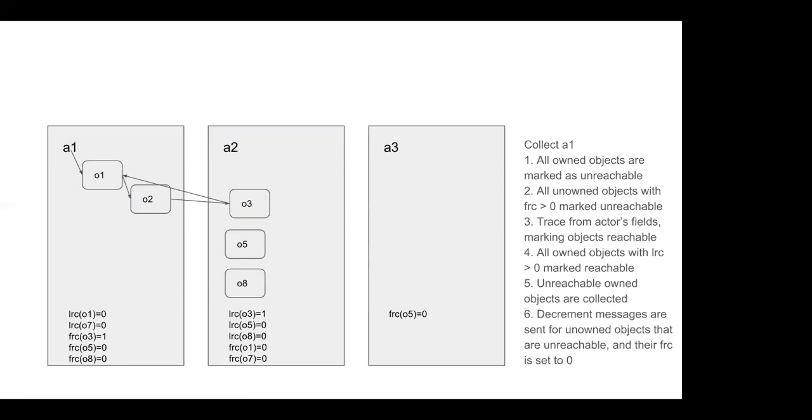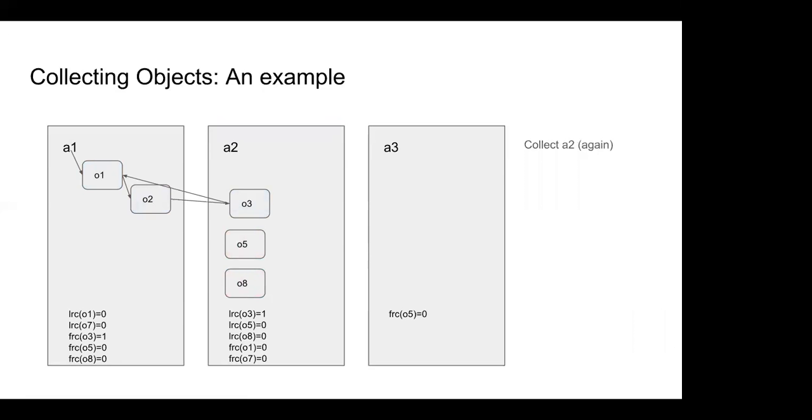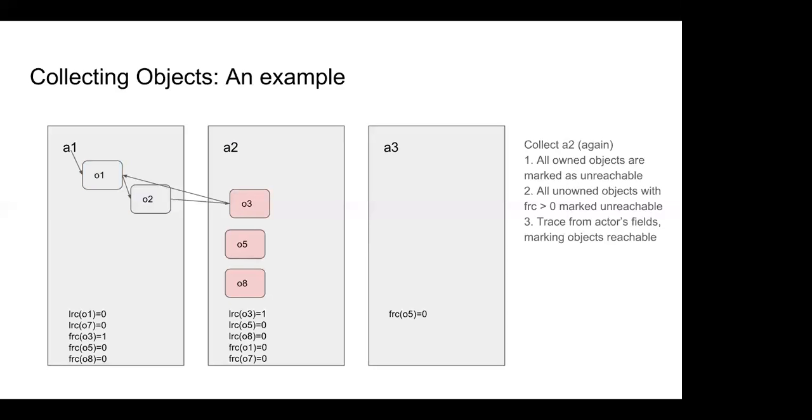At some later time, A2 is going to collect again. Now we do the same thing: mark all owned objects as unreachable. All unowned objects with a foreign reference count greater than 0 are marked as unreachable. Trace from the actor's fields, marking objects reachable.